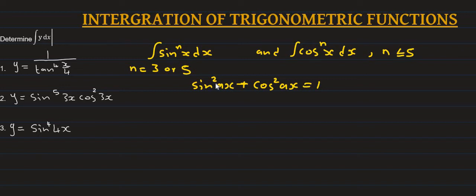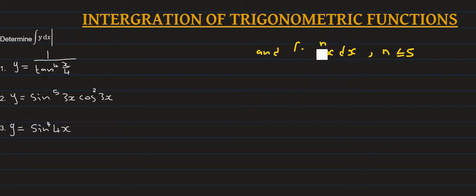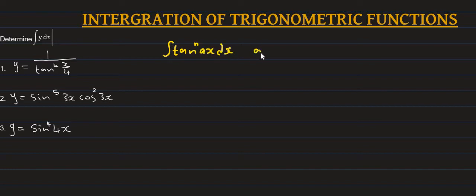So one or the other will solve the problem. Now, if we have only tan functions, the integral of tan to the exponent n ax dx, and the integral of cot to the exponent n ax dx, where n must be less than or equal to 5.